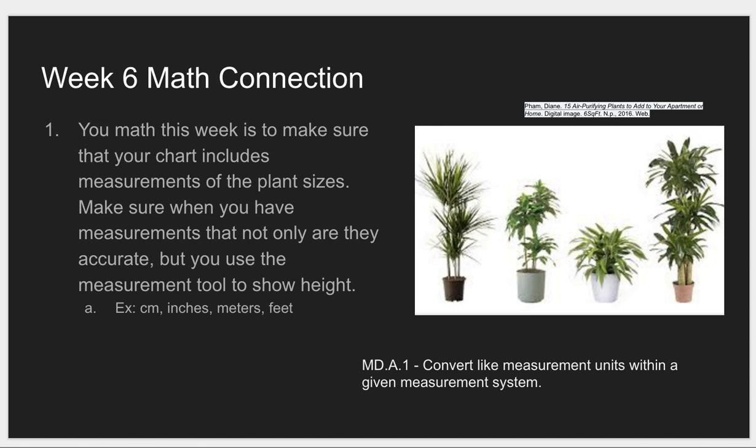For math, very simply, I want you to measure the heights of your plants and make sure that you're using the proper centimeters, inches, meters, or feet.